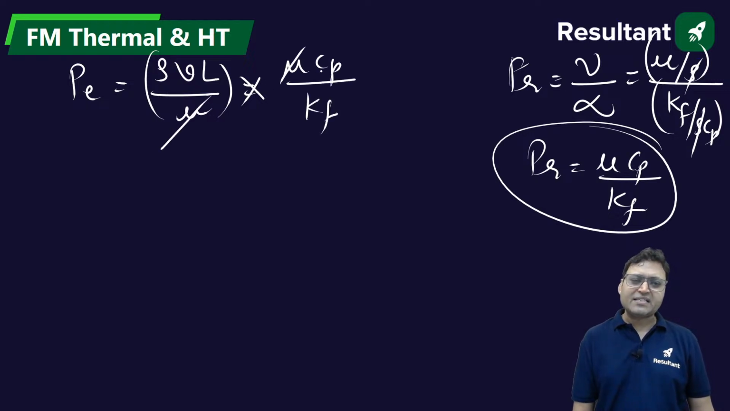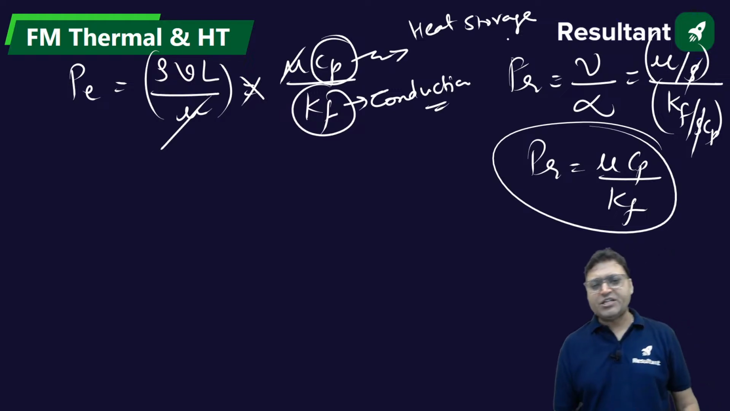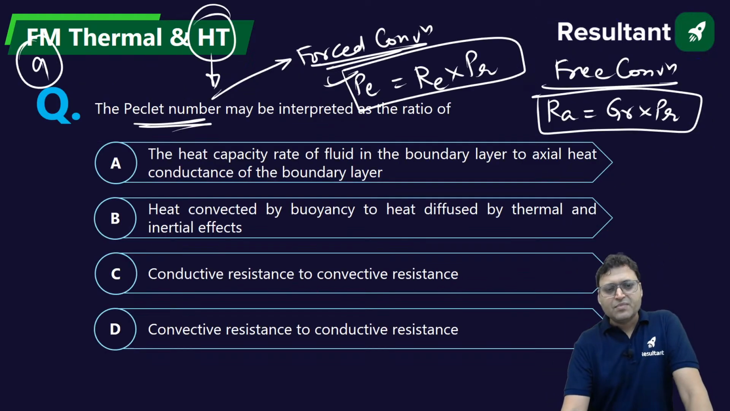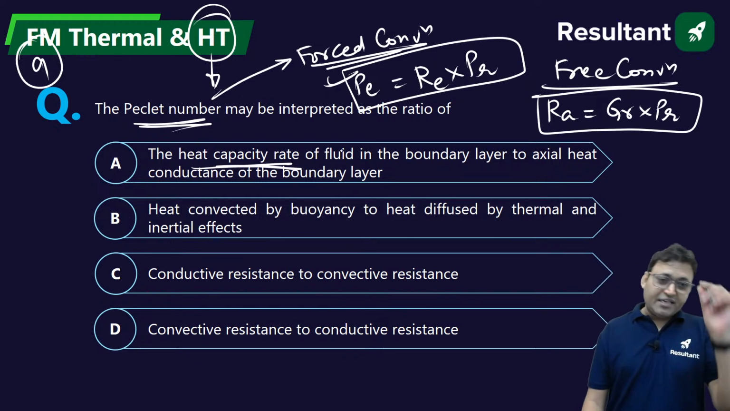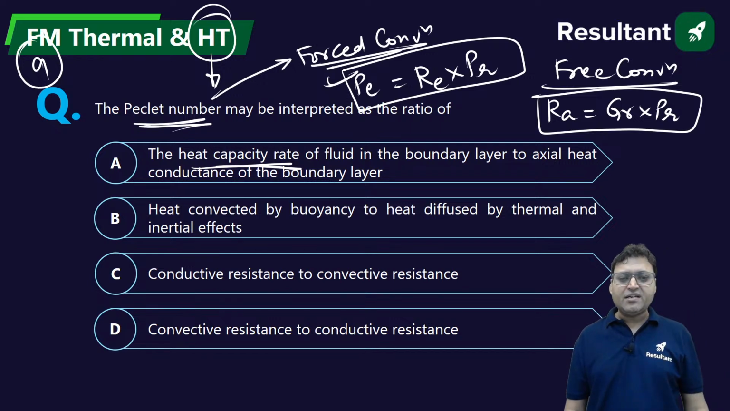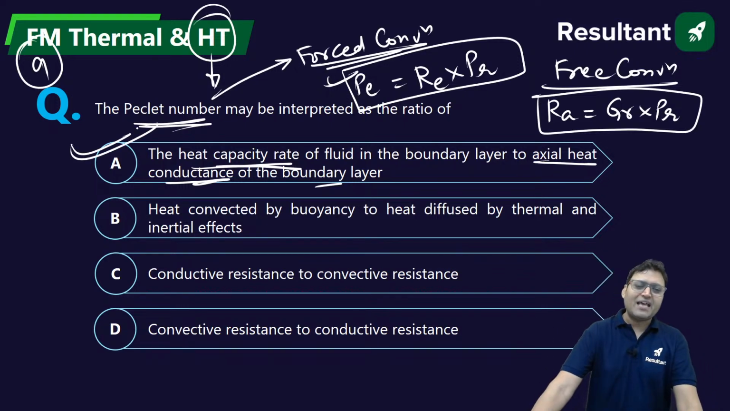Mu and mu getting cancelled out. Cp is related with heat storage capacity and Kf is conduction ability. The ratio of heat storage to the heat conduction. Peclet number is interpreted as the ratio of heat capacity rate of the fluid. Heat capacity rate, it means thermal capacity, means heat storage capacity of the fluid in the boundary layer, to the axial heat conductance of the boundary layer. Question number 9, A will be the correct answer.